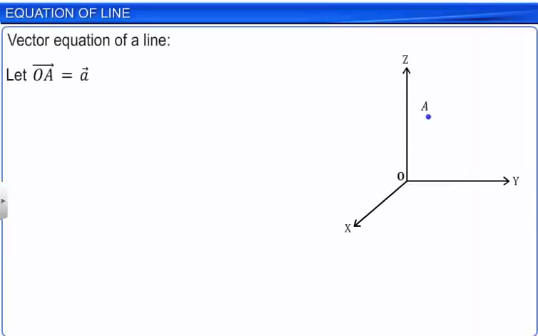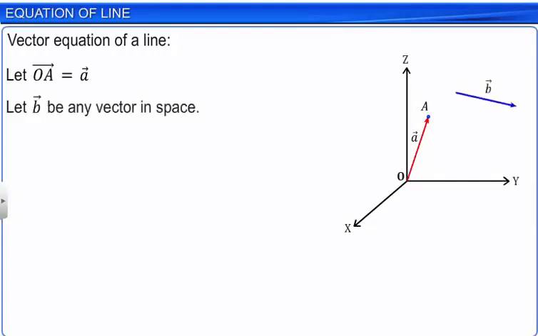Consider a point A with position vector A with respect to the origin. Let vector B be any vector in space. Consider a line passing through point A and parallel to vector B. Let us derive the equation for line L in vector form.